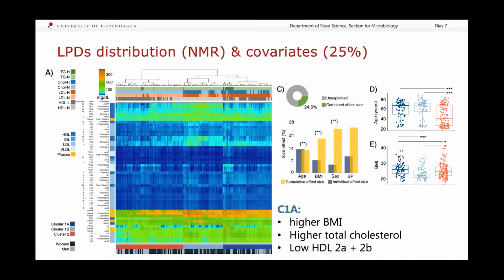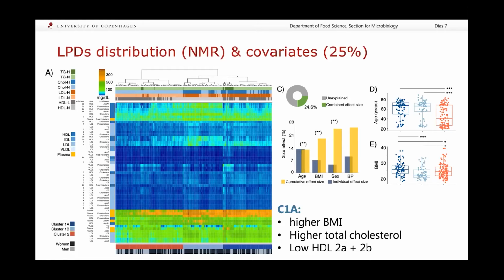Interestingly, 25% of the total variance of these LPD distributions is explained by variables like age, BMI, and sex. And I think BMI is interesting here, because it's not only BMI per se, but perhaps this tells us a lot of information about the lifestyle that these people are having.